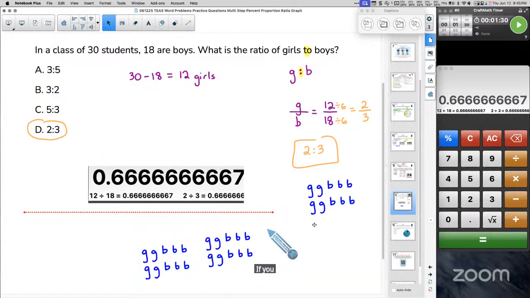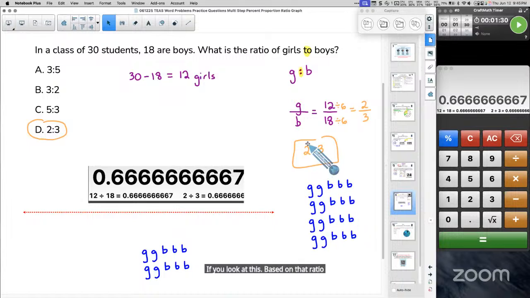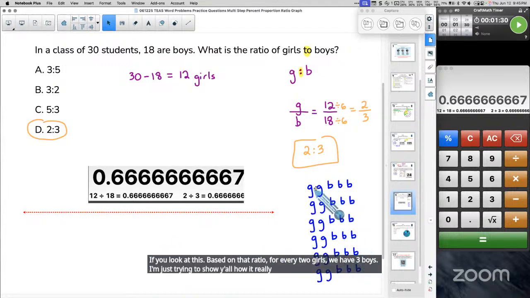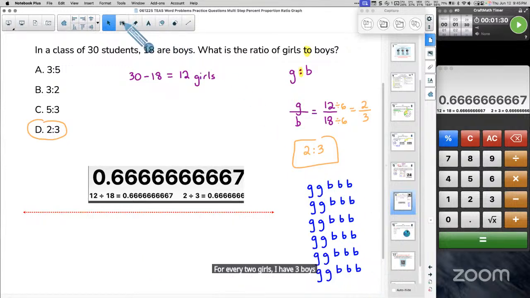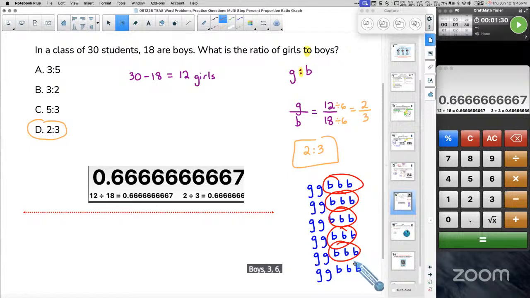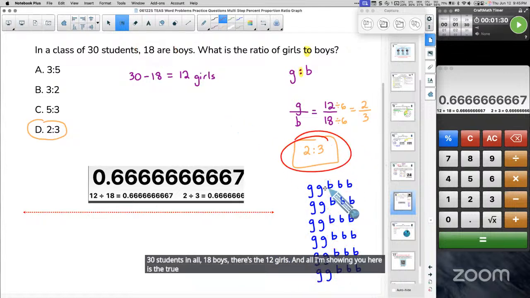If you look at this based on that ratio, for every two girls, we have three boys. I'm just trying to show y'all how it really works out. We have 30 students in all now. 5, 10, 15, 20, 25, 30. And if y'all look, for every two girls, I have three boys. But not only that, what do y'all notice? Boys, 3, 6, 9, 12, 15, 18 boys. It's matching back up. 30 students in all, 18 boys. There's the 12 girls.